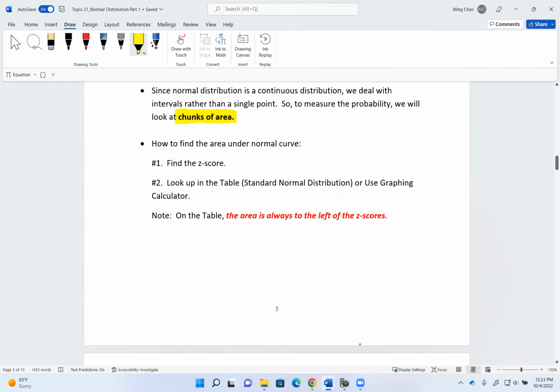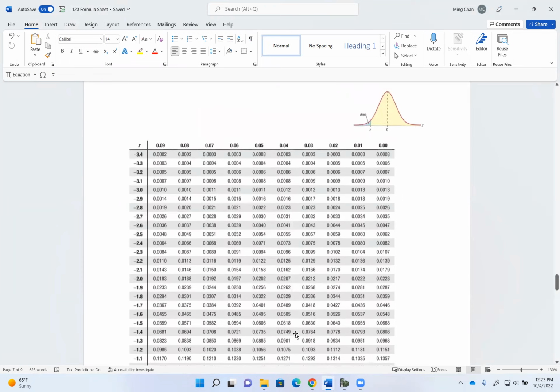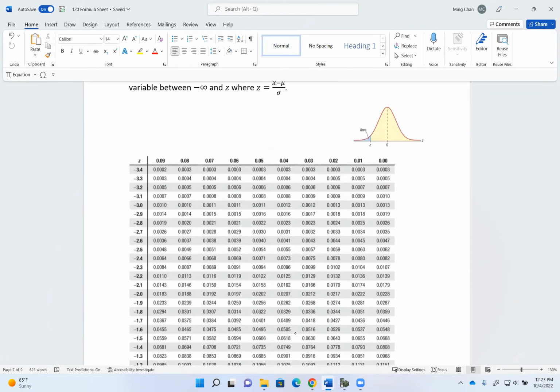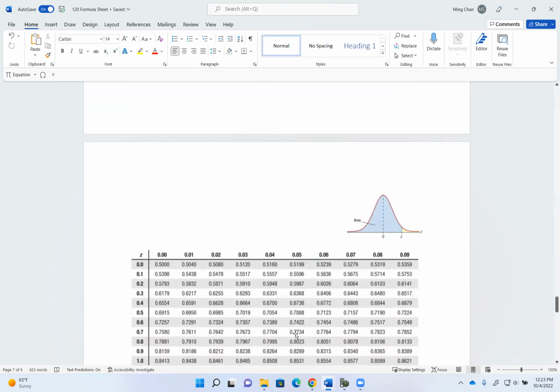But notice that on the table, the area is always to the left of the z-score. All the numerical values in the middle of the table refer to the area to the left of that z-score. Always referring to area to the left.